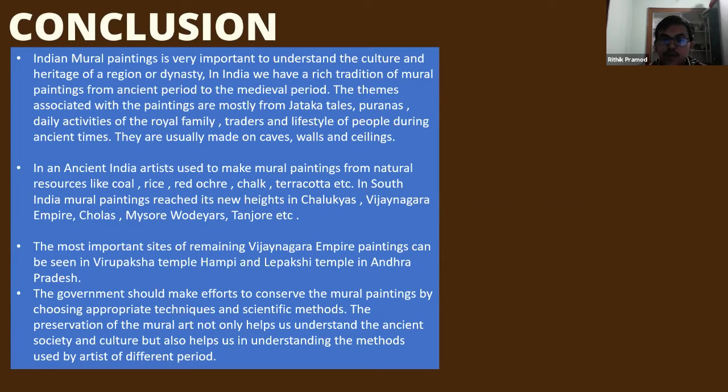And the government should make efforts to conserve the mural paintings by choosing appropriate techniques and scientific methods for site-specific protocols, because each site has different variations and different resources that have been used. So, the preservation of mural art not only helps us understand the ancient society and culture, but also helps us understand the methods used by artists of different periods. Thank you.